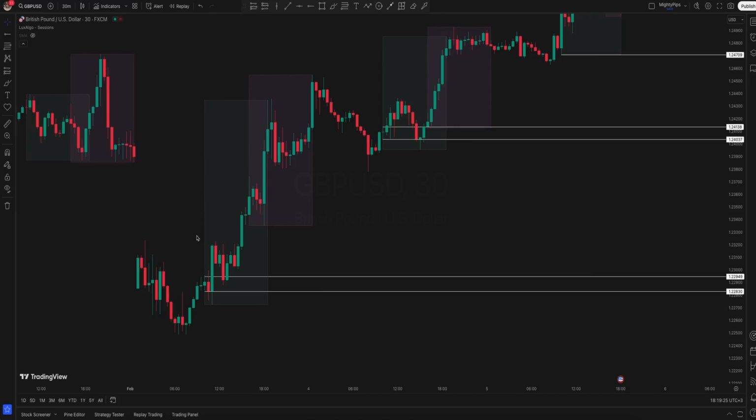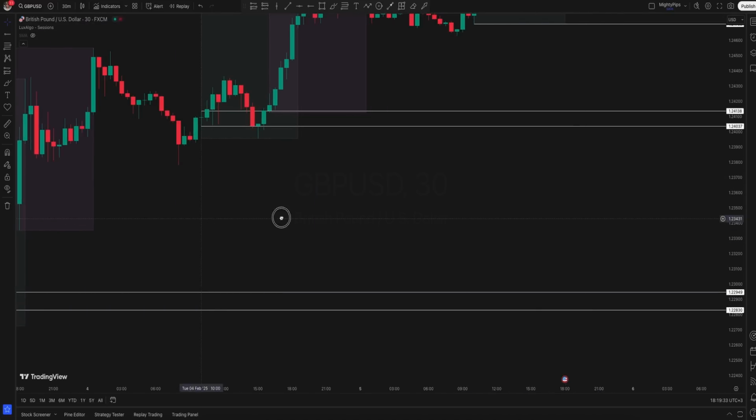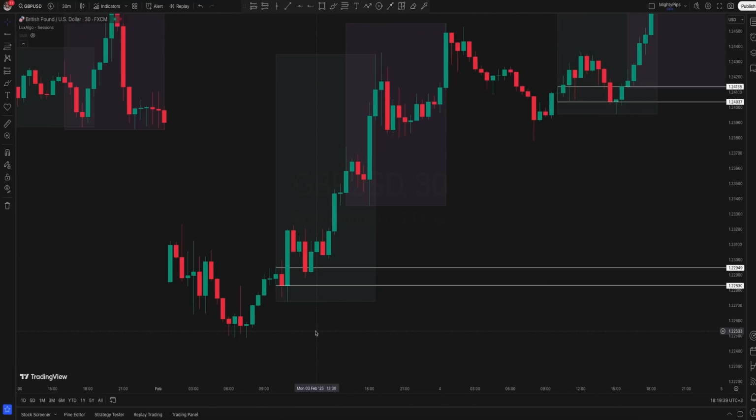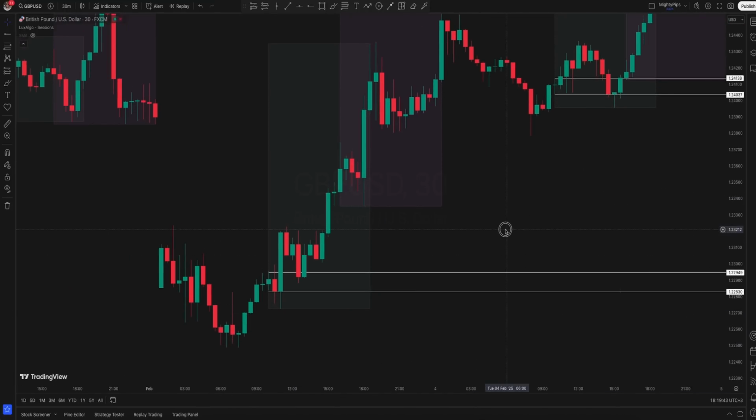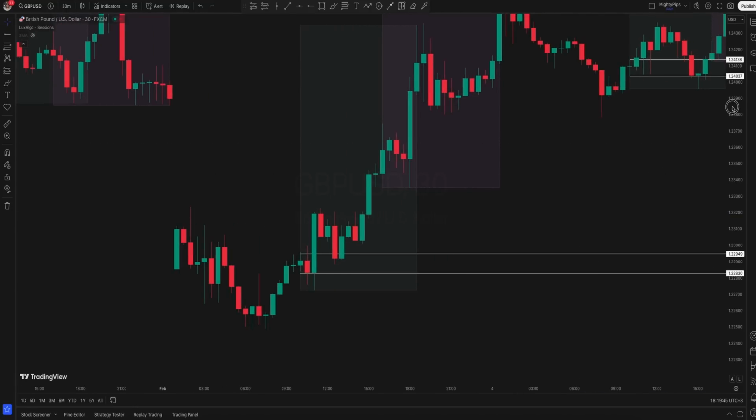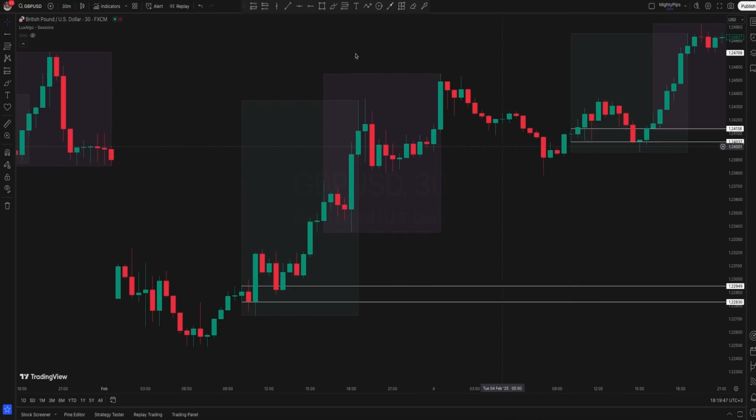All right, so we are here on the GBP USD 30 minutes chart. And this strategy is very easy. I just want to show it to you so that you can go back test it yourself. It's not a strategy in itself, but it can help you with entries for the one candlestick strategy or any other strategy that is based on day trading.